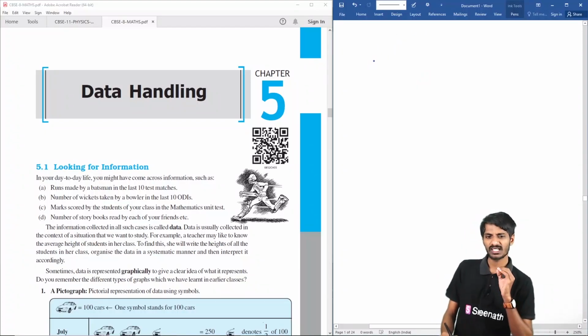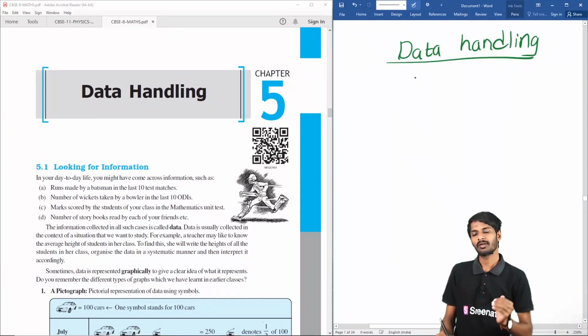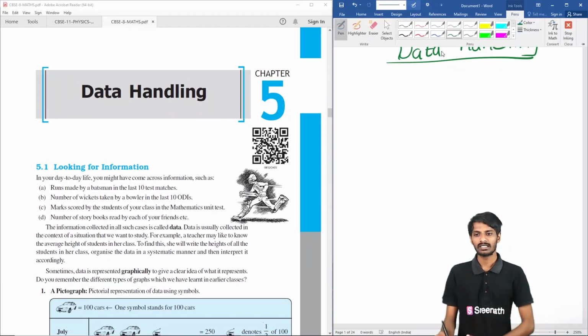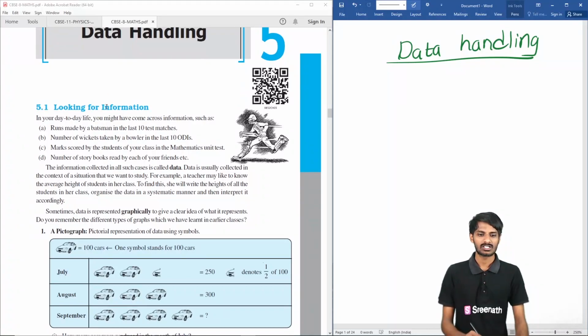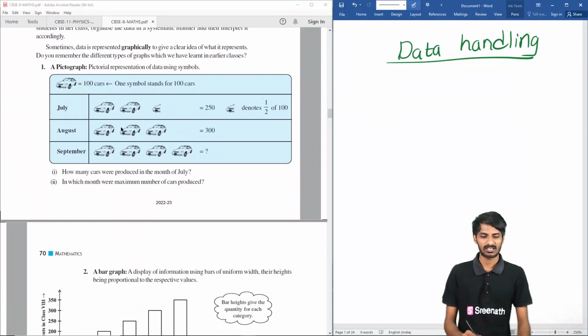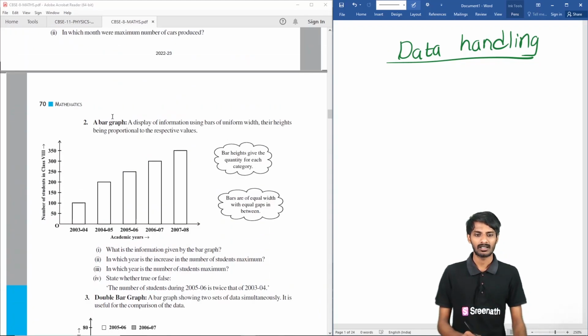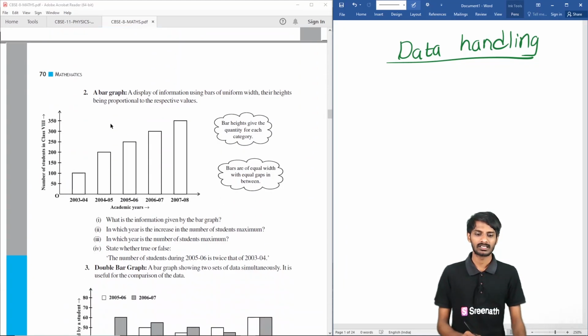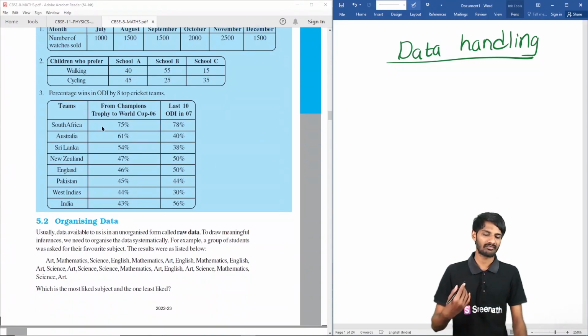Now the chapter name is data handling. We will clearly see the overview of this chapter. First, looking for information, which is the first thing we have to know about data handling. In that we have the bar graph, pictograph, and double bar graph, which we already know from before. We will just revise them.